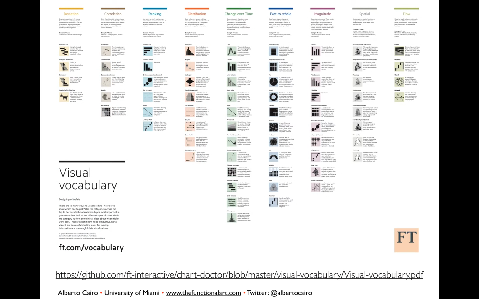Another piece of information that you can use to guide your own decisions is this wonderful poster that was created by the graphics team at the Financial Times. It's called the Visual Vocabulary, and you can find it on the website ft.com/vocabulary. There's also a GitHub repository from which you can download it. This is very similar to the previous websites. It is a catalog of different visualization forms with a short description of when it is appropriate to use each one of them.